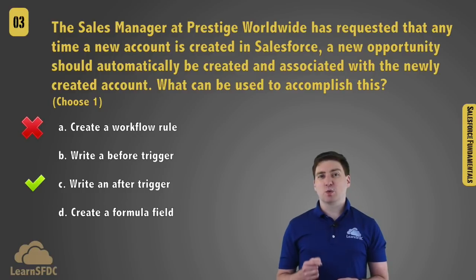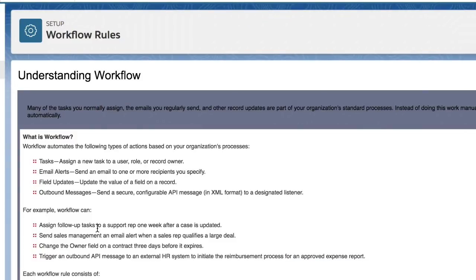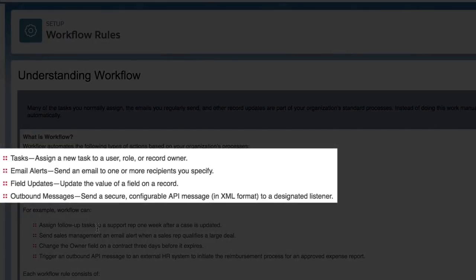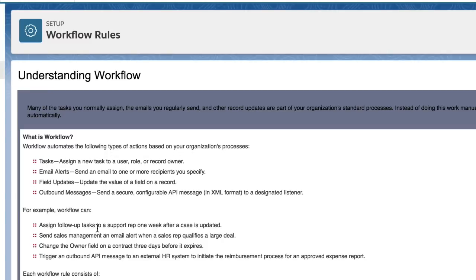A is incorrect because a workflow rule can only perform 4 actions in Salesforce. The 4 actions are assign a task, send an email, update a field, or send an outbound message. None of these features will be able to accomplish creating a new record automatically once another record is saved.